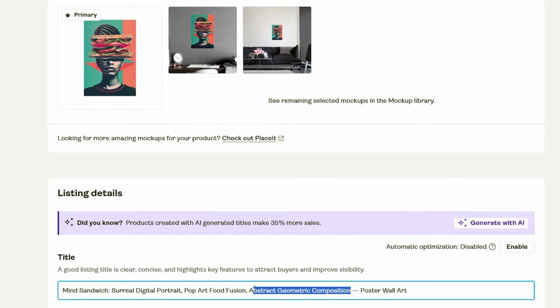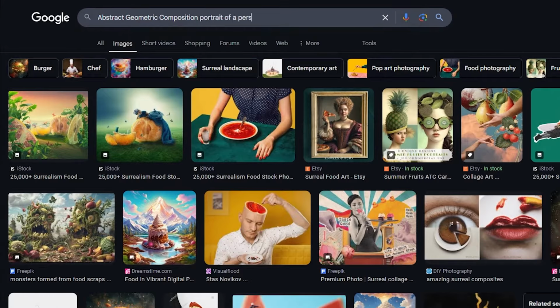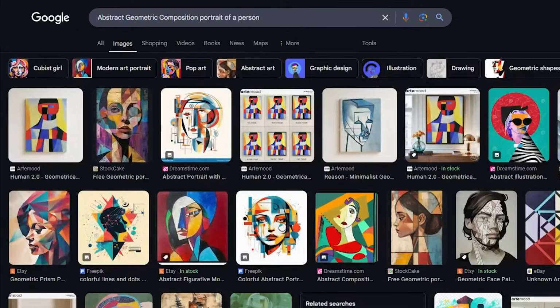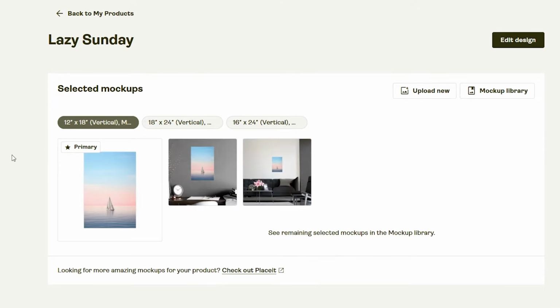Same with this other keyword here, same concept behind it. Let's say a person is searching for an abstract geometric composition portrait of a person and they type that into Google. Again, this is a much more precise, specific term where this is a suitable search result compared against something broad and vague like Lazy Sunday here.